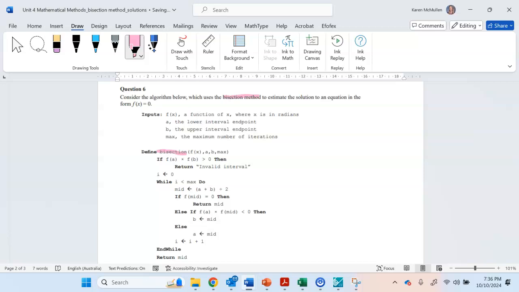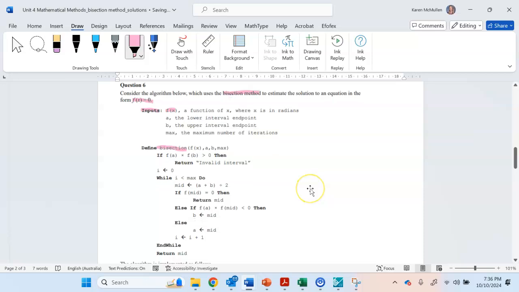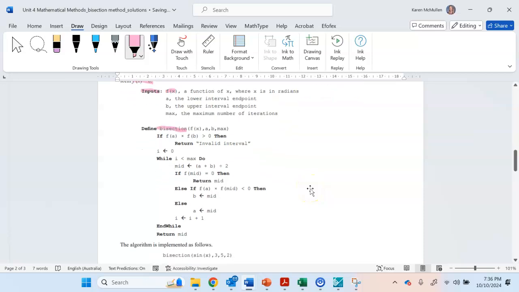All right, to estimate the solution to an equation in the form f of x equals 0. So we're finding the x-intercept, just like we did before. These inputs are basically just explaining what everything is. So we've got f of x, which is a function, and if we go down a little bit, there's our function there, it's sine x. It's told us it's in radians, which is good because we could put it in degrees as well. We should assume that it's in radians because we tend to work in radians unless we're actually finding the angle of something.